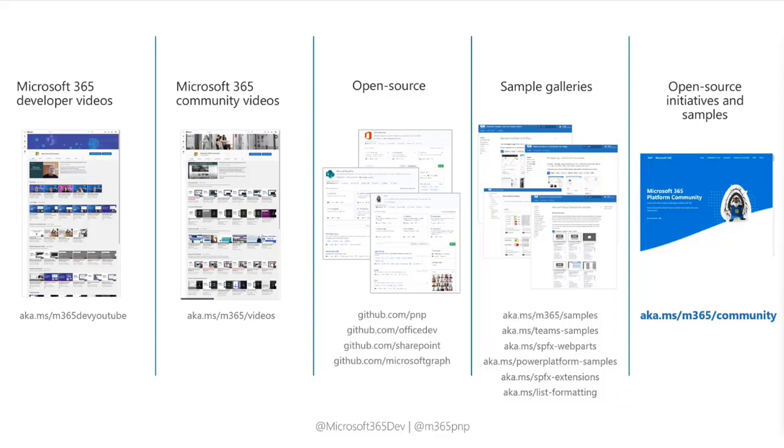Now, if you're wondering that there are too many URLs to remember, luckily there is actually one, which is aka.ms/m365/community, from where you will find all of the relevant information related to samples, open source, community calls, documentation, SDKs, tooling, and so on. So a lot of assets available for you.